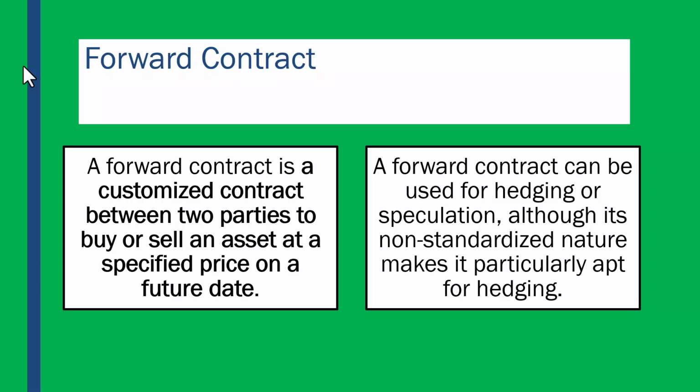A forward contract can be used for hedging or speculation. Of course, it is written speculation, but a forward contract is very seldom used for speculation. Although it's non-standard in nature, that makes it particularly apt for hedging, because it's a customized contract. As we go along, you'll understand this customized and non-standardized nature, because when you do futures, it will make sense, as those are all standardized contracts.